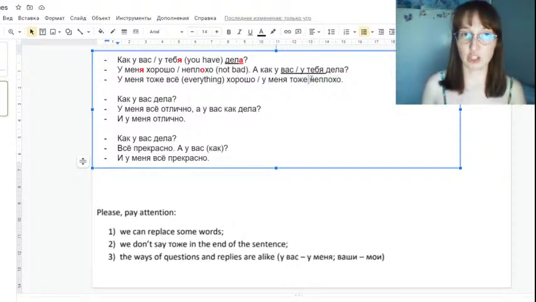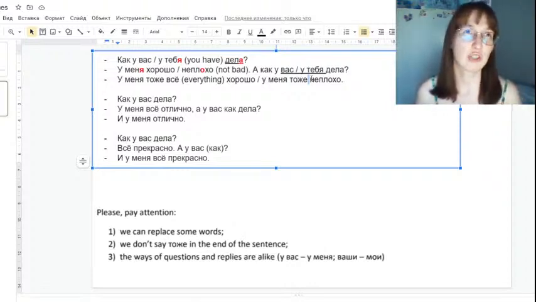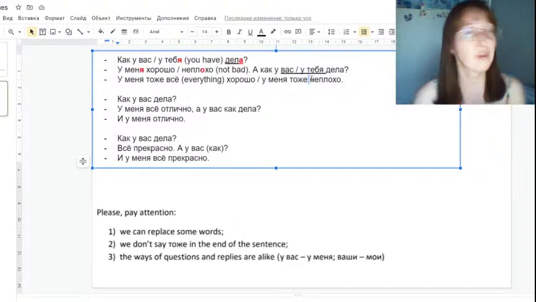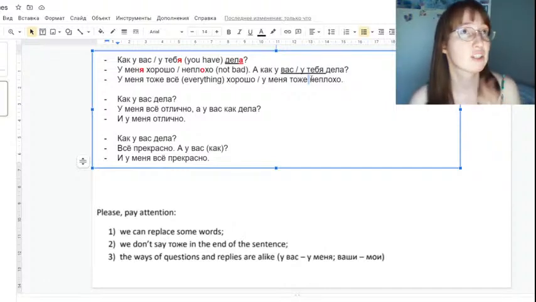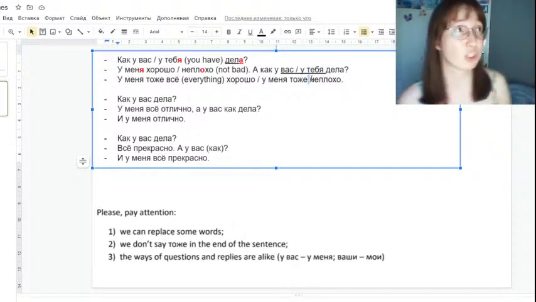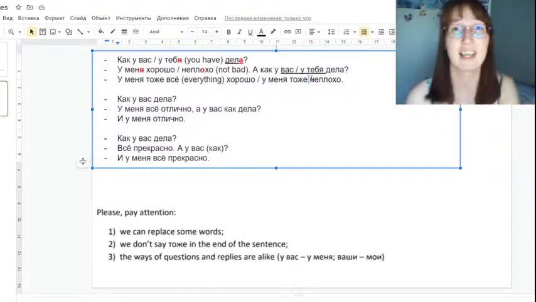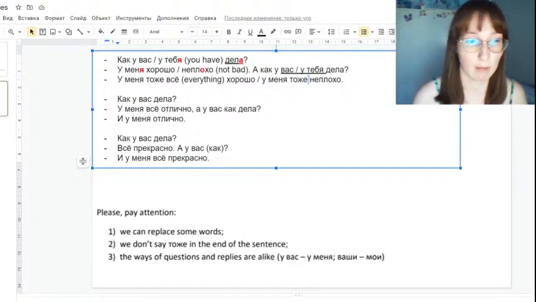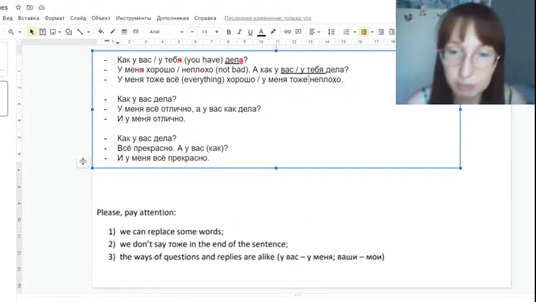You see, I don't put a word все here because у меня тоже все неплохо. Okay, you can say like that too. Maybe it's my personal treatment to this way of saying у меня тоже все неплохо. I wouldn't say like that, but it's fine. You can say like that.